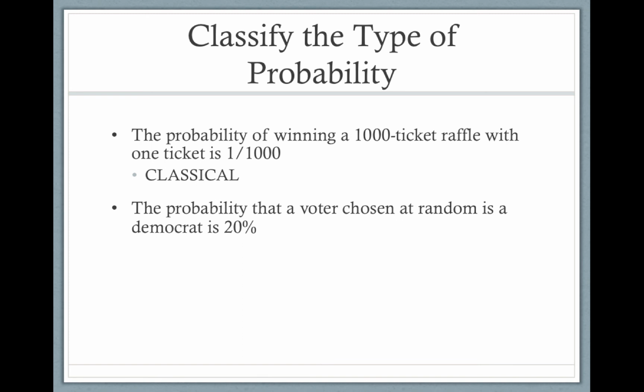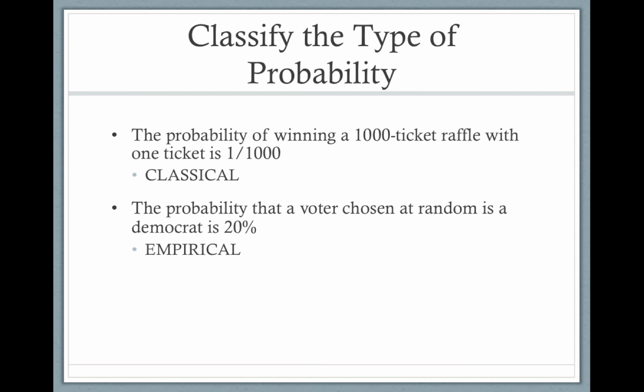The probability that a voter chosen at random is a Democrat is 20%. Now, this one may be a little bit more difficult to guess, but let me explain something to you. When you register to vote, in most states it's required, you register as a Republican, Democrat, or Independent. So we can observe the number of Democrats in the area relative to everyone else. So this is actually an observed probability. All right, so it's an empirical probability. We can observe the number of Democrats in an area, so we can speculate on what the probability or the relative frequency would be.